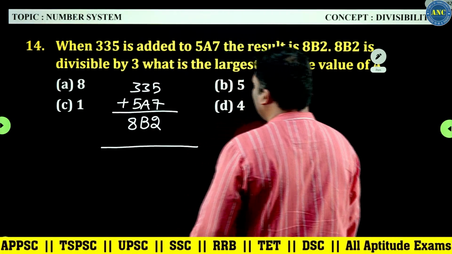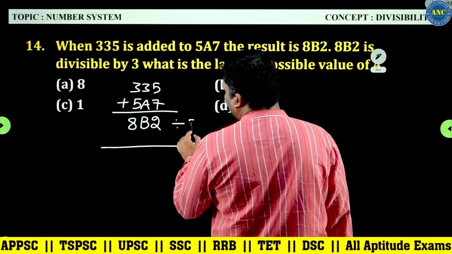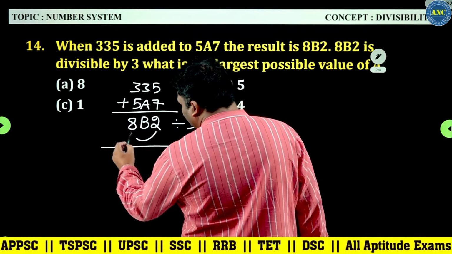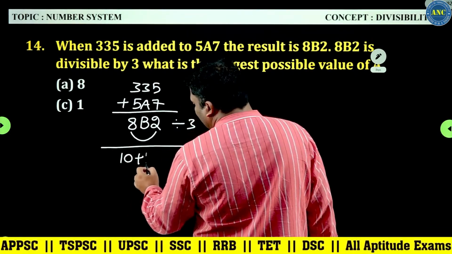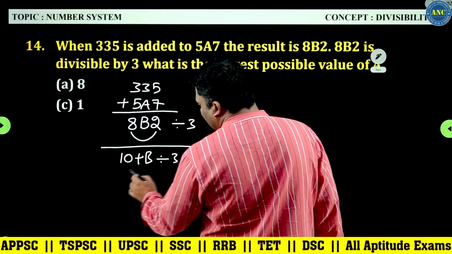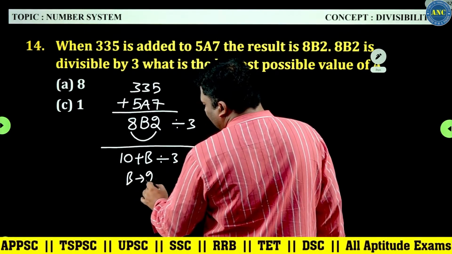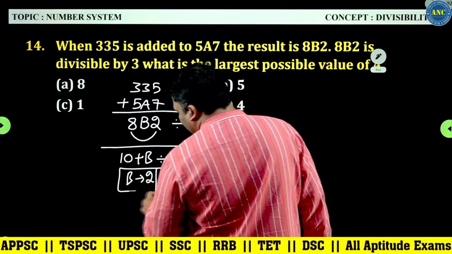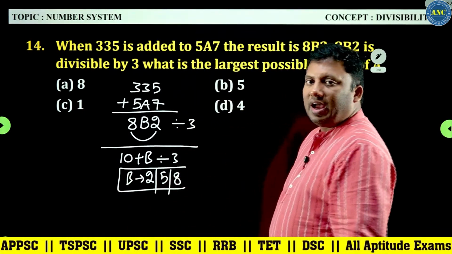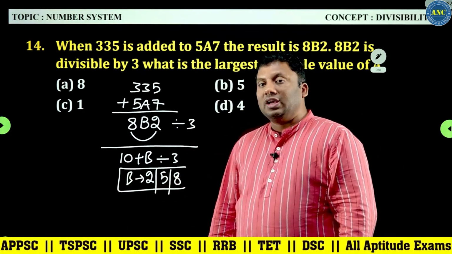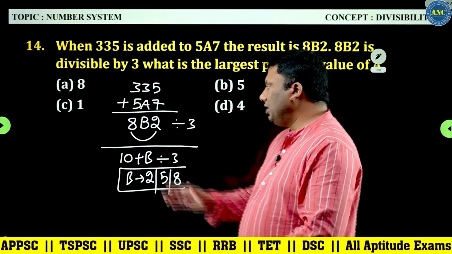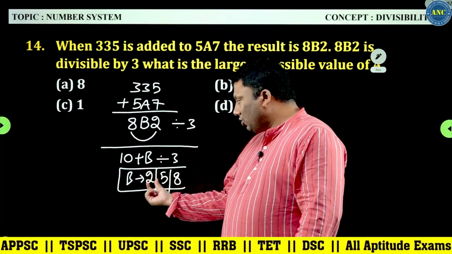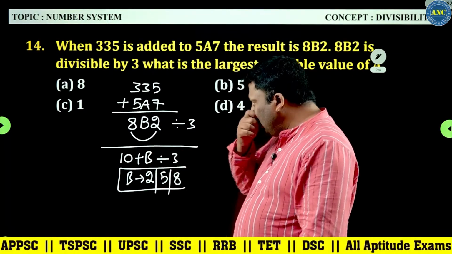And 8B2 is divisible by 3. 8 plus 2 is 10, and 10 plus B must be divisible by 3. That means the B value can be 2, 5 or 8. B can take any of these digits as long as 8B2 is divisible by 3.